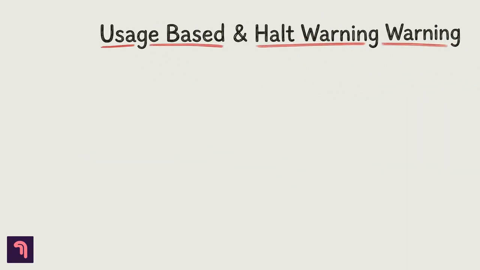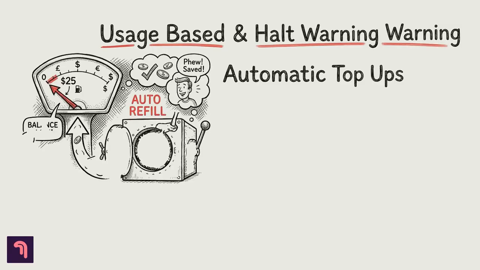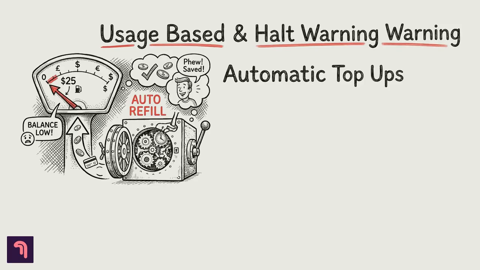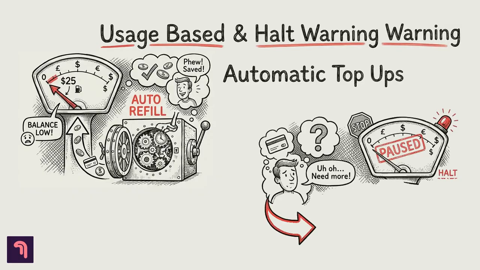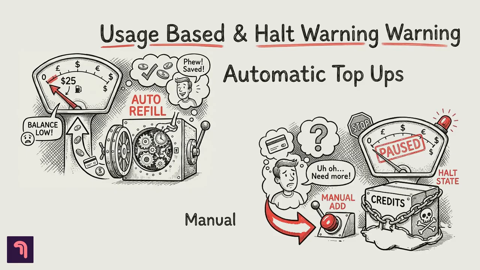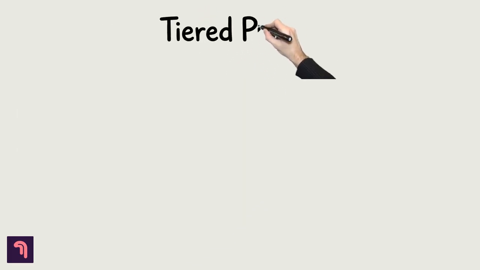Because API only is usage-based, running out of credits would normally halt generation. To prevent that, Golpo uses automatic top-ups. When your balance drops below $25, the system automatically refills your account so production pipelines don't break. You can pause auto top-up at any time, but if you do, you'll need to manually add credits before the balance hits zero, or API requests will fail.